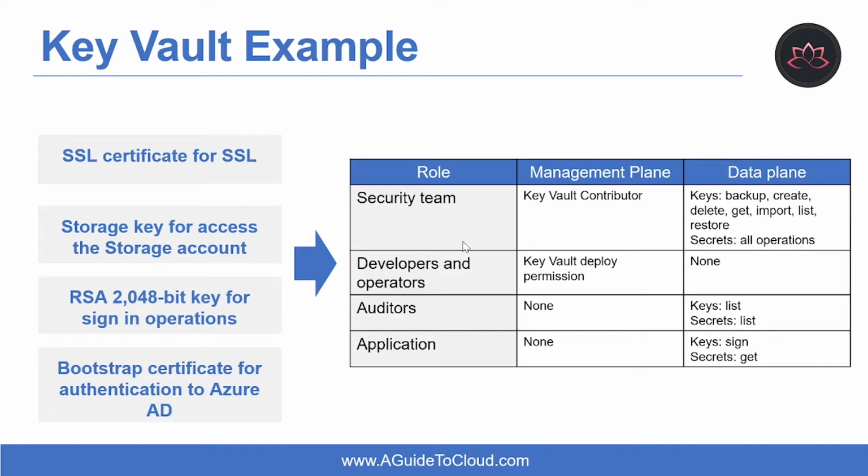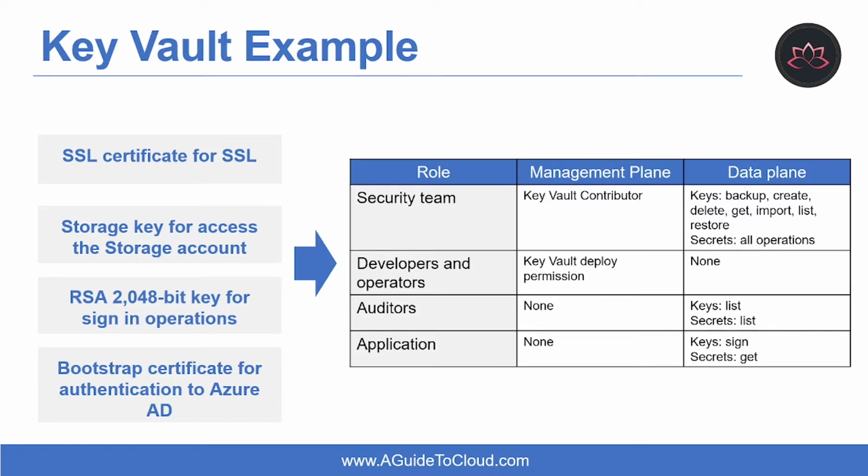Let's look at a Key Vault example. In this example, we are developing an application that uses certificates for SSL, Azure Storage to store data, and an RSA 2048-bit key for sign operations. Our application runs in an Azure Virtual Machine or Virtual Machine scale set, and we can use a Key Vault to store the application secrets. We can store the bootstrap certificate that is used by the application to authenticate with Azure AD.